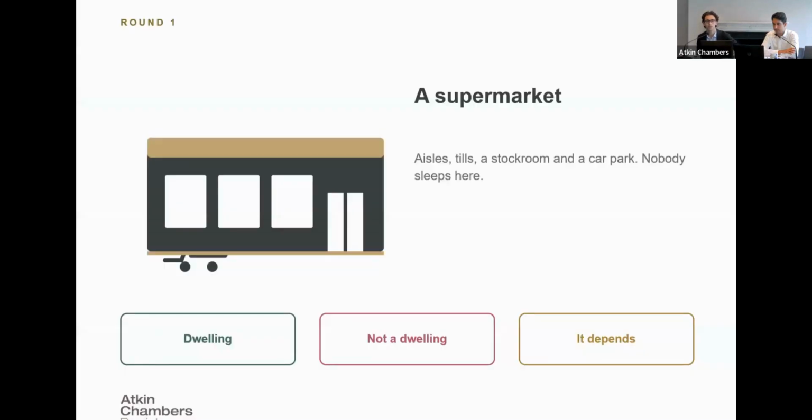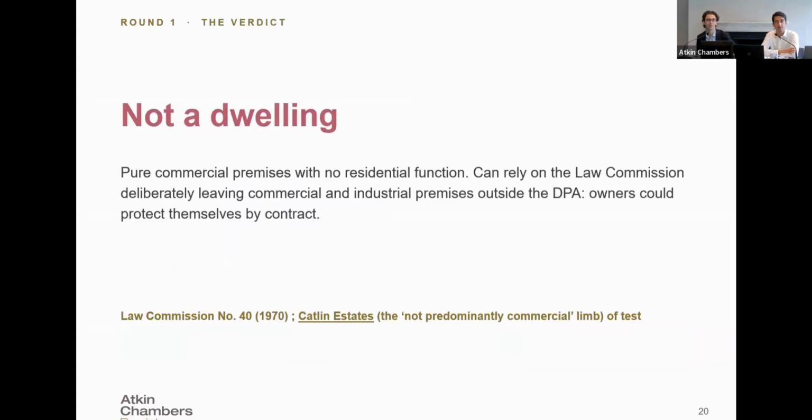So starting with an easy one, a supermarket, it will come as no surprise to any of you that a supermarket's not going to be a dwelling. It's purely commercial. There's no residential element. No one's living there or making it their home. It was never intended to be a dwelling under the Act. I think that's probably one of the easiest arguments around.